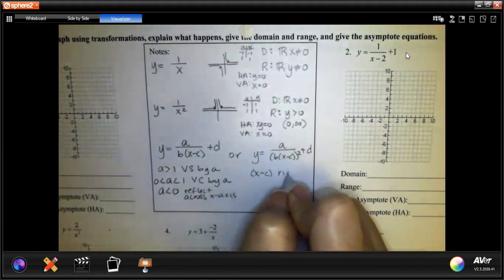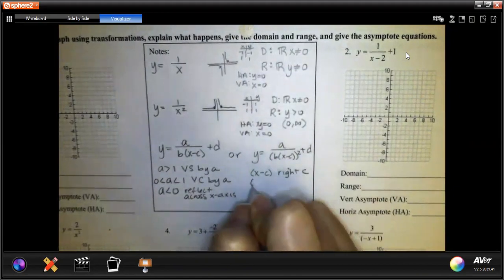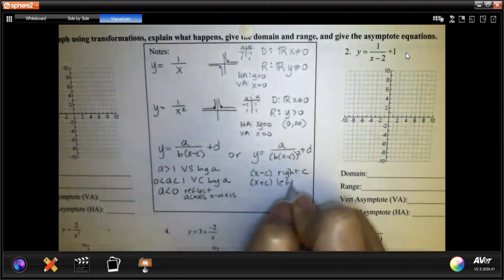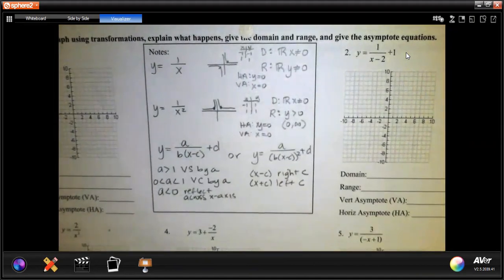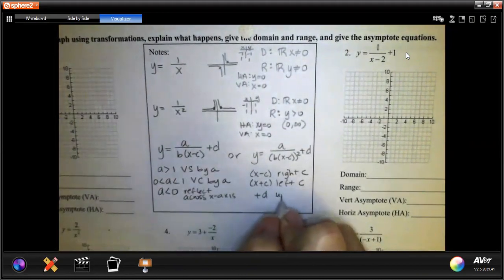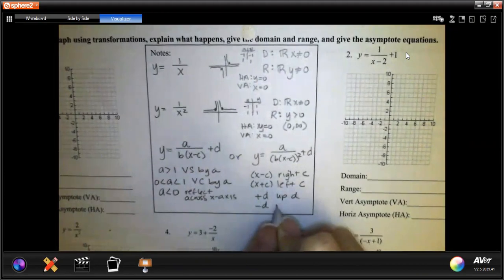X minus c goes to the right c. X plus c goes to the left c. That means we would pick up the entire graph and move it to the right or left. And then the plus d goes up and the minus d goes down.